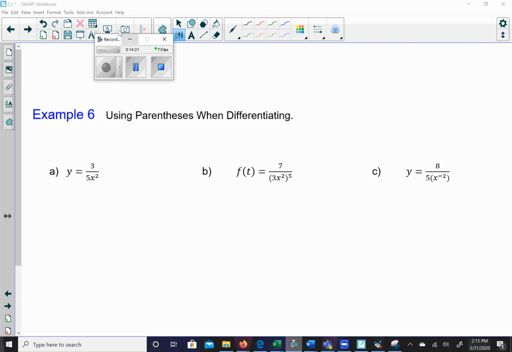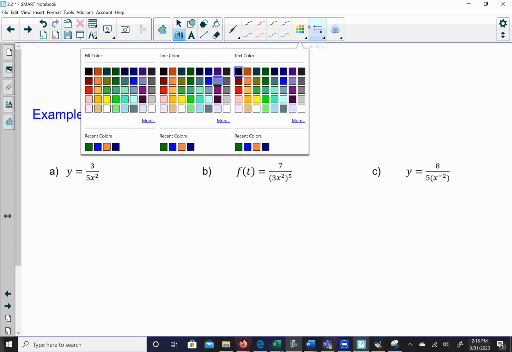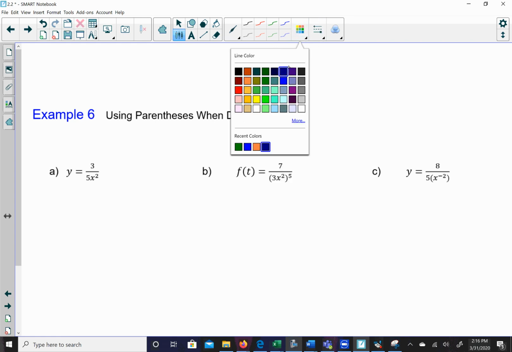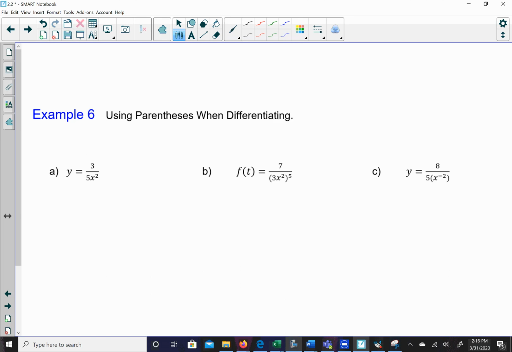Okay, the next couple problems ask you to use parentheses when differentiating. We've already been doing that, but I'm just going to make it more explicit what I'm doing. The first one I have is y is equal to 3/5 x squared. Before I try and take the derivative, I'm going to rewrite that problem. I see that I do have a coefficient out in front, so I'm going to factor that out, and that's what they mean by using the parentheses. I'm just rewriting it, so it's still going to be y, because I'm not taking the derivative. I'm using parentheses to factor out that 3/5.